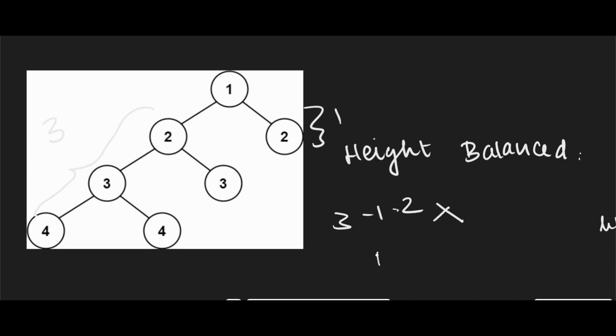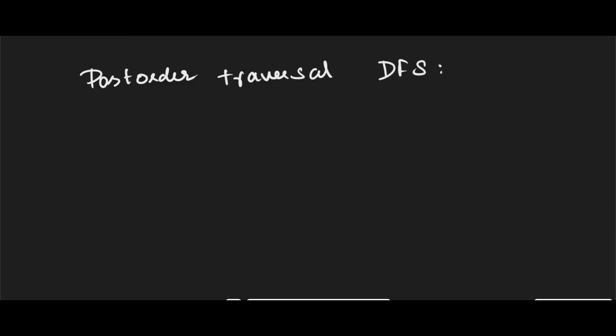So we return false. So here the intuition is, instead of checking balance first and then computing height later, we combine both and do it at the same time. So every recursive call returns the height of a subtree and checks balance along the way. This is why we should use post-order DFS.